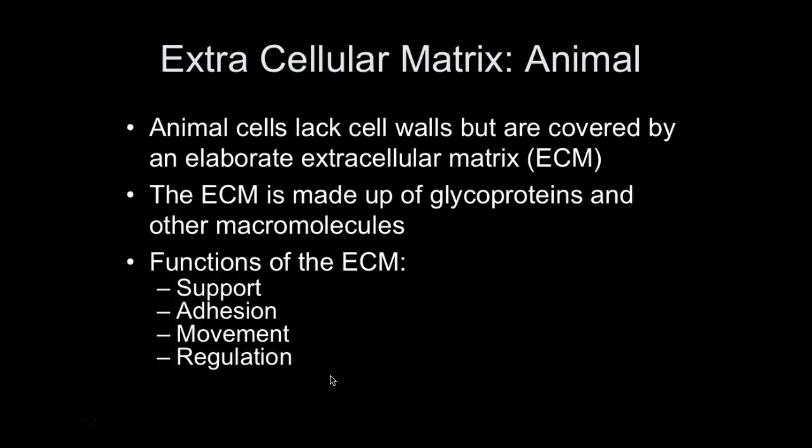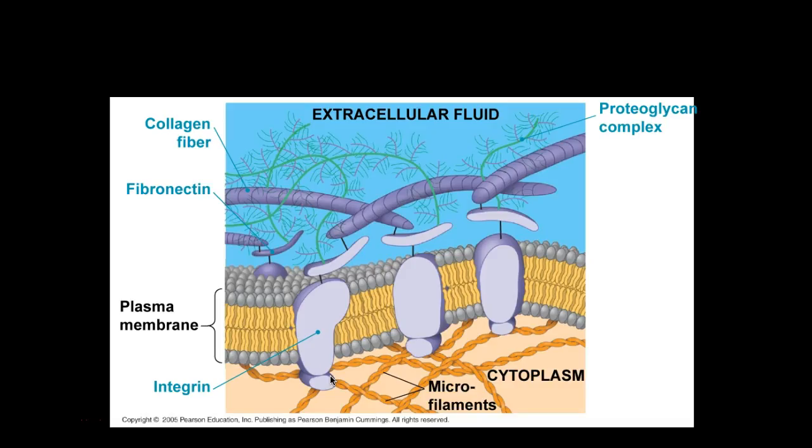In the animal cell, you have this thing called the extracellular matrix. Animal cells lack cell walls but are covered by an elaborate matrix of proteins, lipids, etc. The ECM is made up of glycoproteins and other macromolecules that come together to complete this external structure that functions in support, adhesion, movement, and regulation for the cells. So here you can see the extracellular fluid. There is a typical cell membrane, and in here would be inside the cell, because you're within the cytoplasm region.